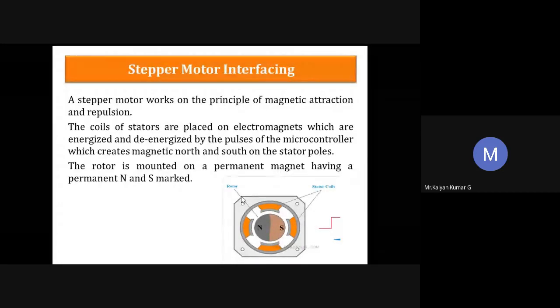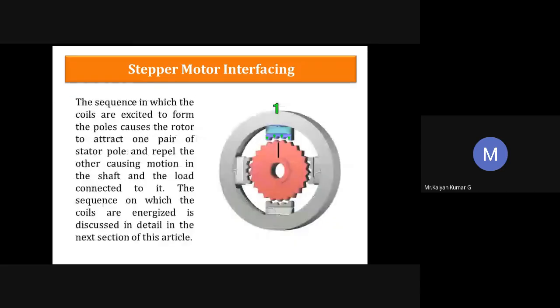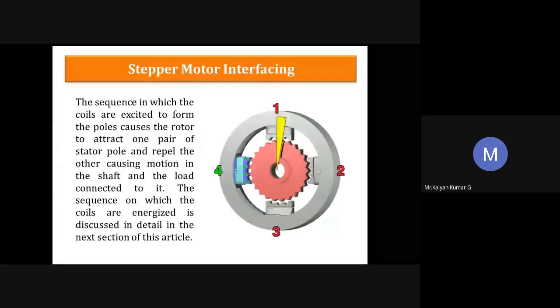And we'll have a rotor, usually mounted in between, a permanent magnet having permanent north and south poles. The rotor will be in between these two normally. And this is a small animation. Just have a look at it and let me know what is actually happening here.